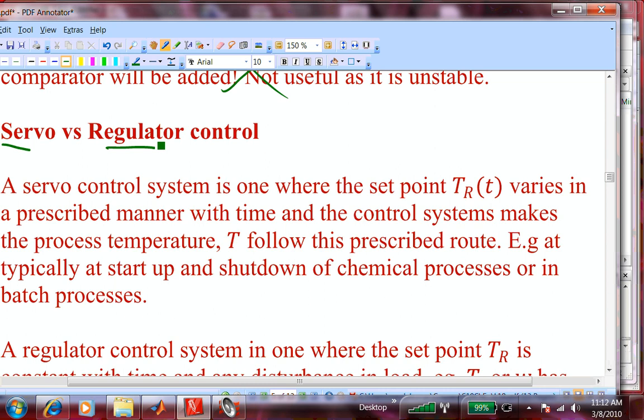The other one is called the regulator, where it is the disturbance rejection mode. So the set point is constant, and the process is operating at the steady state. There is a disturbance that comes in, and the control action should be to get rid of the disturbance. So the set point doesn't change.